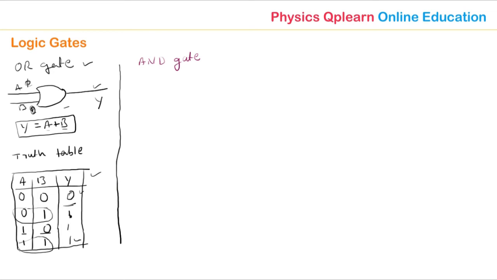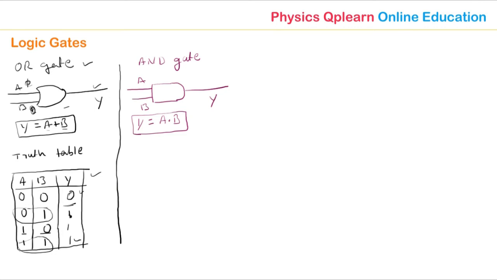Next, what is the circuit symbol of the AND gate? The circuit symbol will be like this. Just see, this is the circuit symbol. The output is Y, and the inputs are A and B. This is A and this is B. Clear? And what is the formula of the AND gate? Y is equal to A dot B. So this is multiplicative.